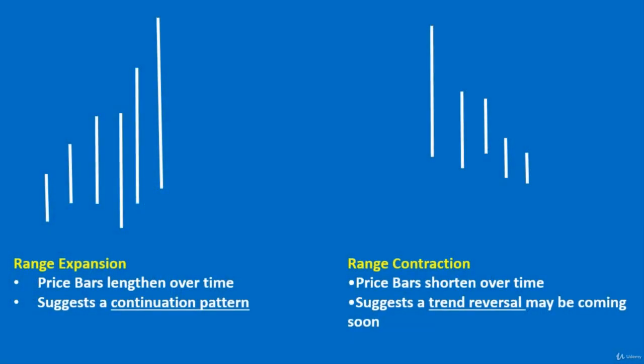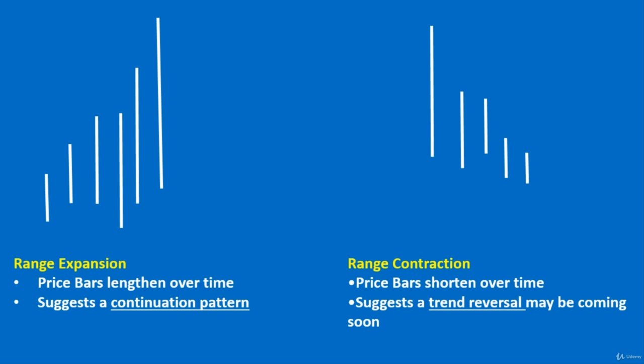So if we look at trading ranges, you can look at range expansion and range contraction. If we look at these examples here on the left, we have range expansion. You can see that the price bars, just that middle part, if we're looking at that range, are lengthening over time. Going from left to right, you can see how they tend to be lengthening. And that would suggest a continuation pattern. If it's expanding, whichever way it's going, it could be up or it could be down, it could be continuing to go in that pattern or continuation.